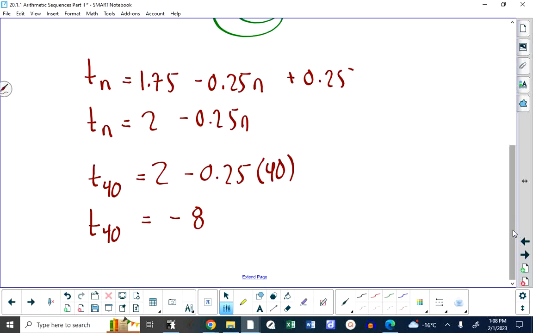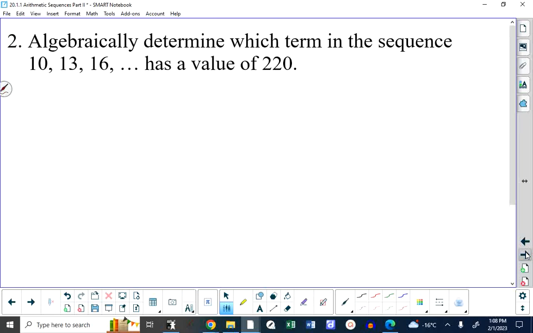Let's take a look at the next page, please. Algebraically determine which term in the sequence has this value. This is the question that Emmanuel asked about. Different sequence. But the question was, which term, I think, was negative 14? This is saying which term is 220.